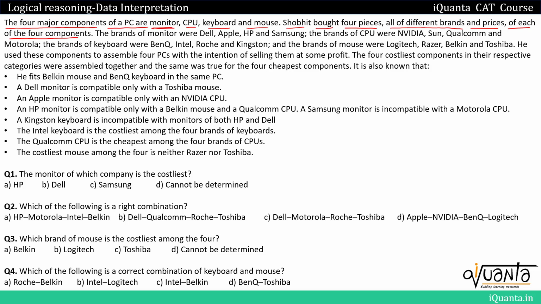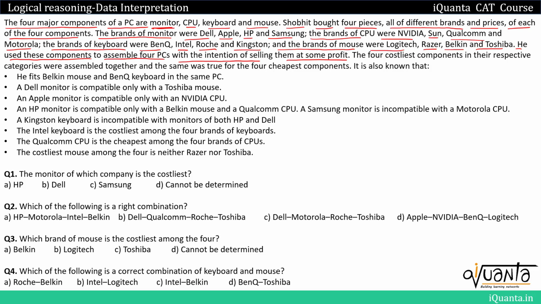Reading further, the brands of monitor were Dell, Apple, HP and Samsung. So we have been told the names of the brands of monitors. The brands of CPU were Nvidia, Sun, Qualcomm and Motorola. The brands of keyboards were BenQ, Intel, Roche and Kingston. And the brands of mouse were Logitech, Razer, Belkin and Toshiba. He used these components to assemble four pieces with the intention of selling them at some profit.